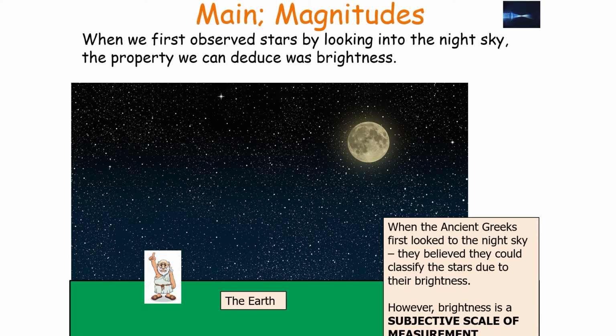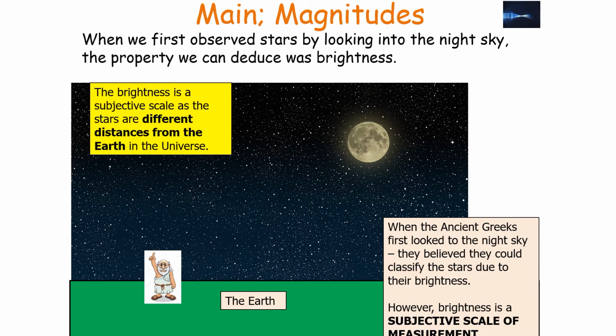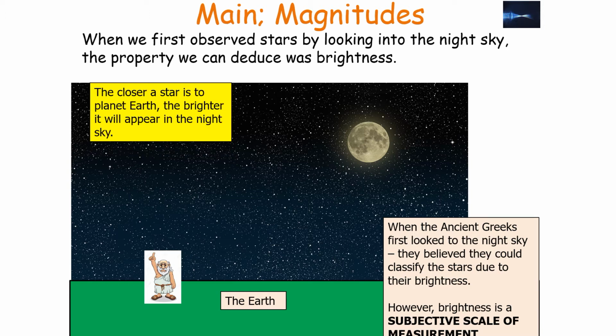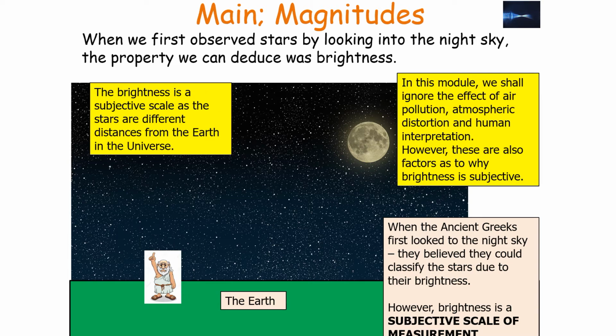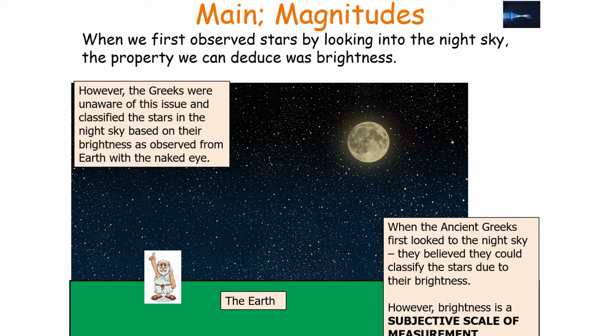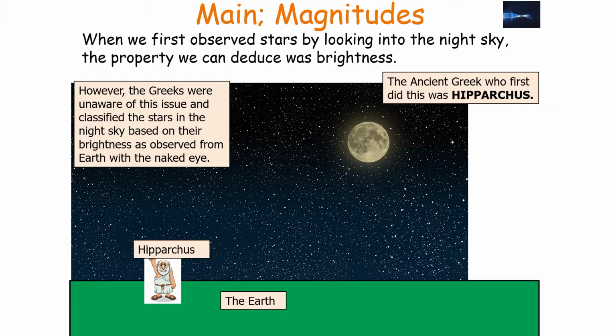telescopes. So, when we believed we could classify stars due to brightness, we had an issue because brightness is a subjective scale of measurement. Now, the brightness is a subjective scale because the stars are different distances from the Earth in the universe. The closer a star is to the planet Earth, the brighter it will appear in the night sky. Now, we'll ignore other things such as air pollution, atmospheric distortion, and human interpretation. But the Greeks were unaware of this issue and classified the stars in the night sky based on their brightness as observed from the Earth with the naked eye.